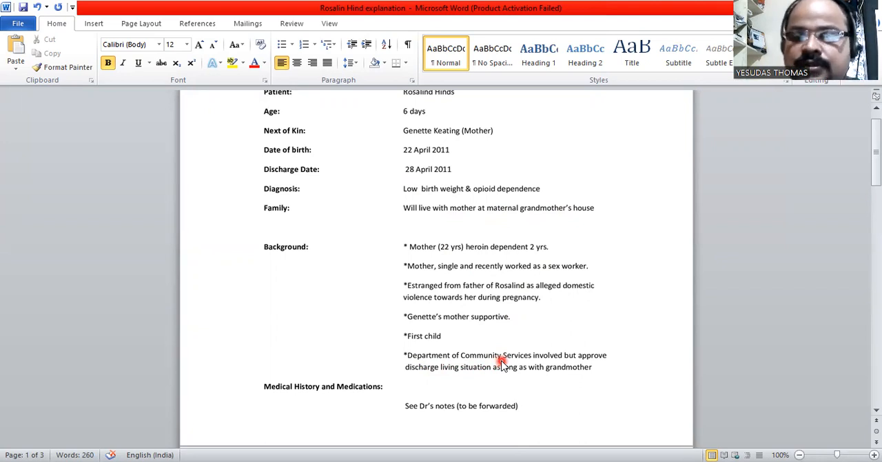You have to report to the Department of Community Services if you have any complication during the care at the grandmother's house. After discharge, if you have any complication, or if you find the baby in an unsafe condition, you have to report to the Department of Community Services. This is something which is very crucial in this letter.